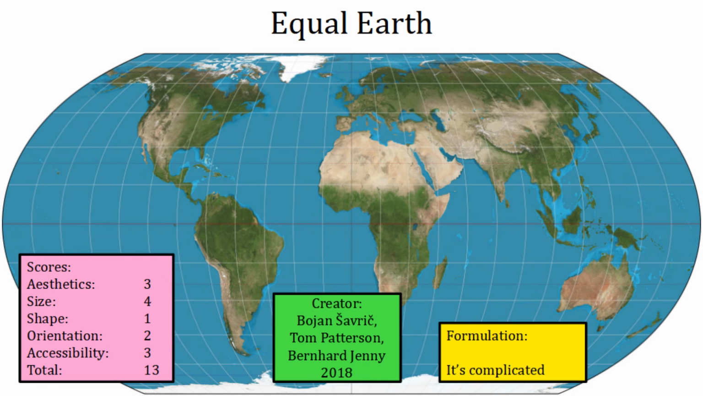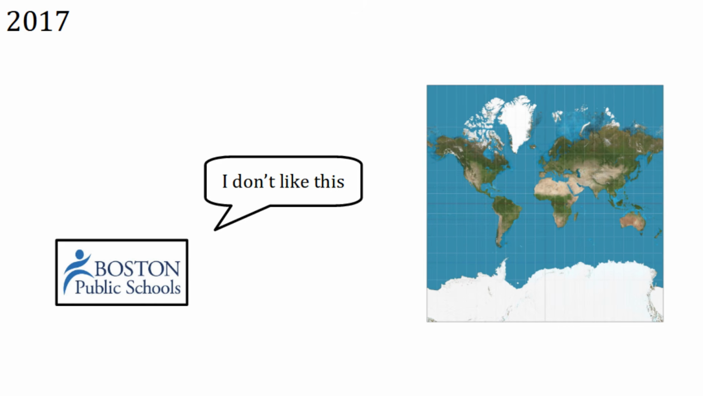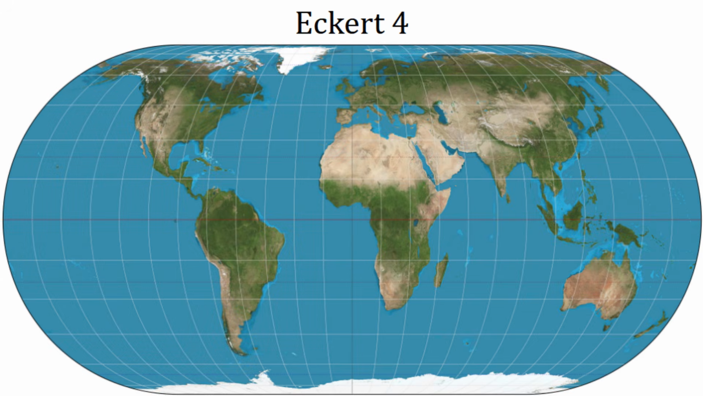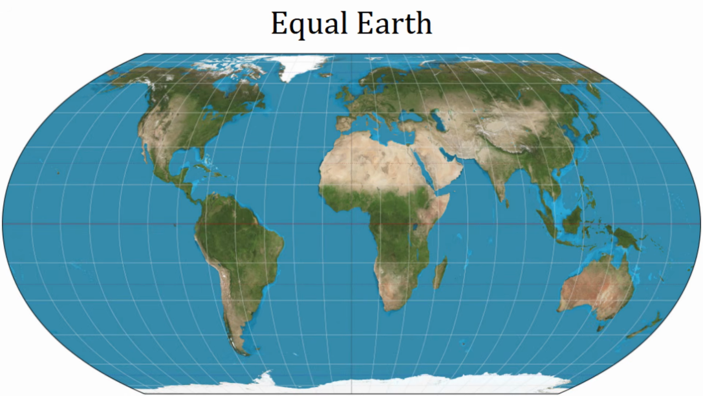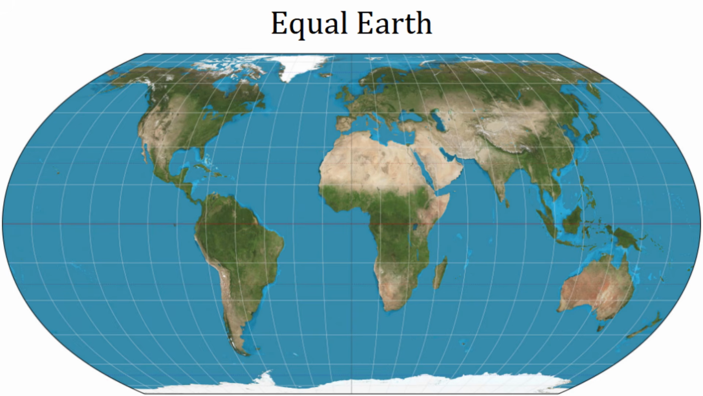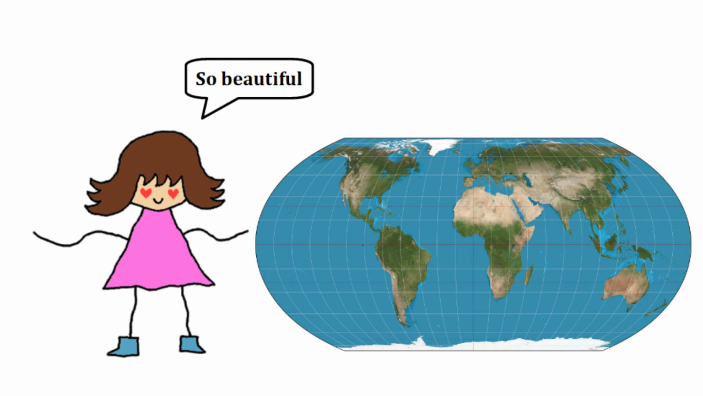This projection actually has a really interesting origin story. In 2017, Boston public schools were tired of the area distortion of the Mercator projection, so they wanted to switch to an equal area map. This is definitely a good idea, but instead of going for a compromise equal area map like the Eckert 4, they went for the Gall-Peters. As a response, the Equal Earth projection was made to show them that it's possible to be equal area without ridiculous shape distortion. This projection has to be one of my favorites, because it has a really beautiful compromise aesthetic while still having the equal area property with relatively little distortion.